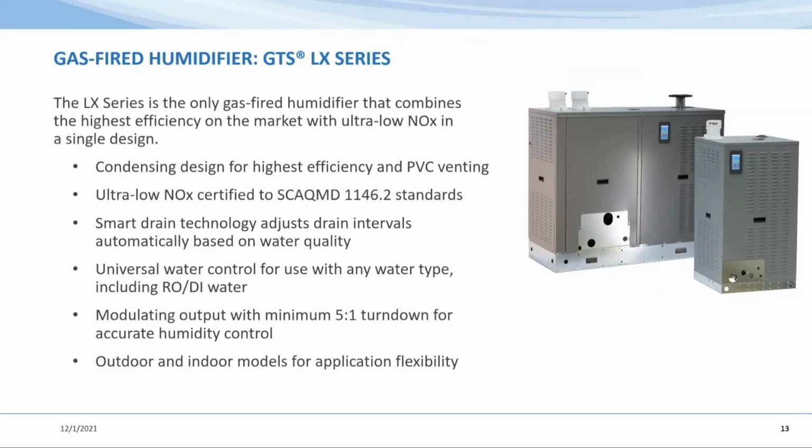Within this, there is a smart drain technology that allows different intervals based on the water quality. So you can utilize as much of that water as you possibly can based on what is coming into that tank to begin with. So it can go with anything from potable water, well water, softened water, reverse osmosis, or DI water. And the modulating output is a minimum of 5:1 for accurate humidity control. This also comes with outdoor-indoor models for flexibility based on your facility footprint.